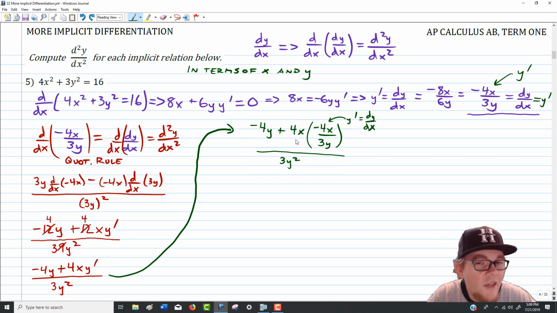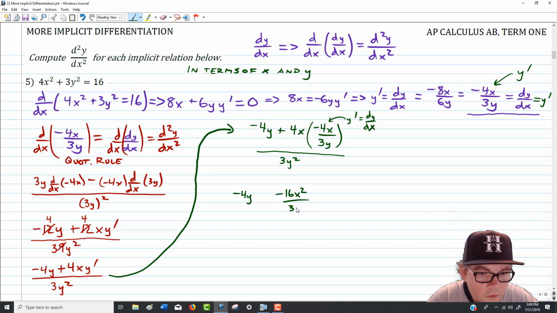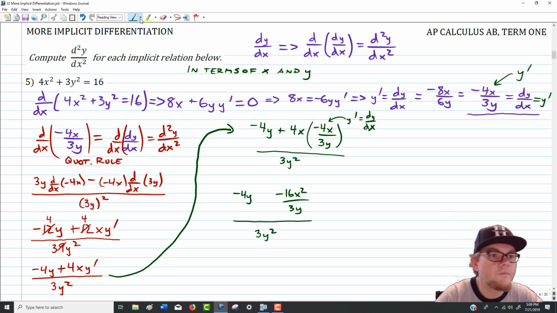I'm just not going to settle for that as a final answer, simply because I think I can do the algebra for it. I don't think it's going to be that bad. The next one, yeah, that's going to be that bad. But this one, not so bad. So first I want to figure out what I'm looking at. This is negative 4y, this is minus 16x squared over 3y, and my denominator is 3y squared.